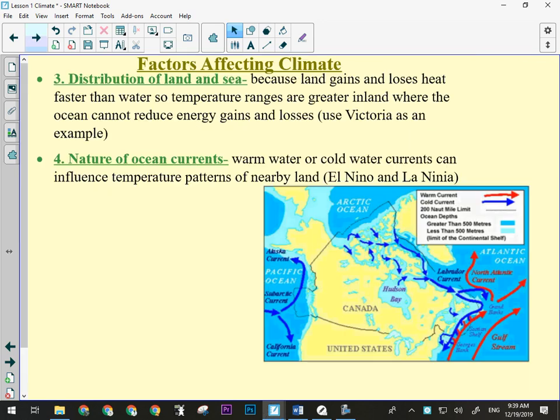Another factor affecting climate, or a couple more: distribution of land and sea. That is, are you close to the ocean or not? We're not. We're on the other side of the mountains, in what would be considered a continental area. We do not have the influence of a large body of water nearby. Water has a huge effect on your temperature because water can absorb and give off large amounts of energy without changing its temperature very much.